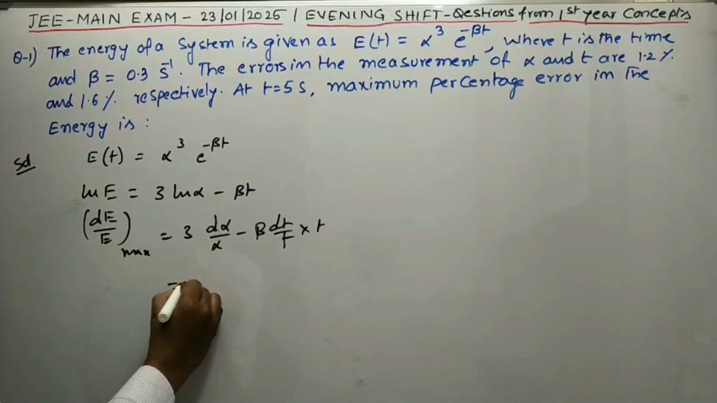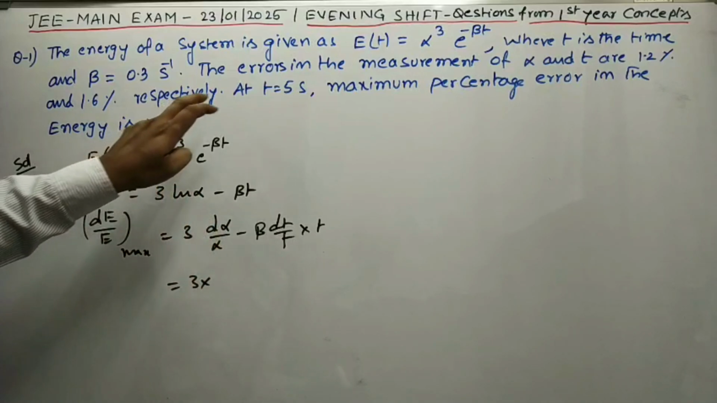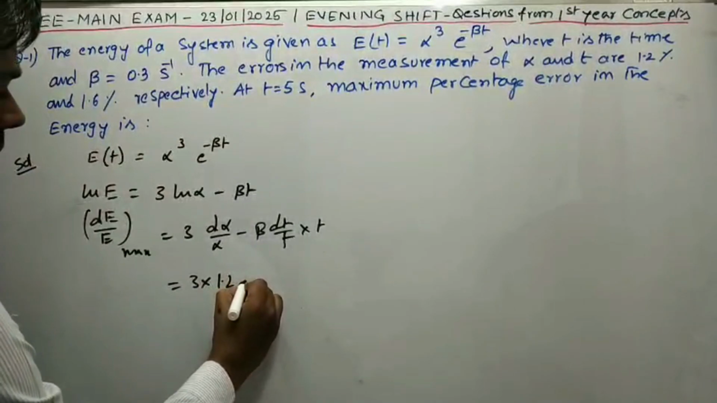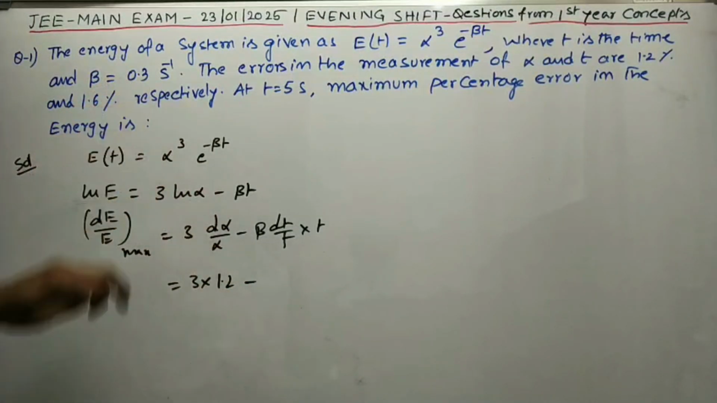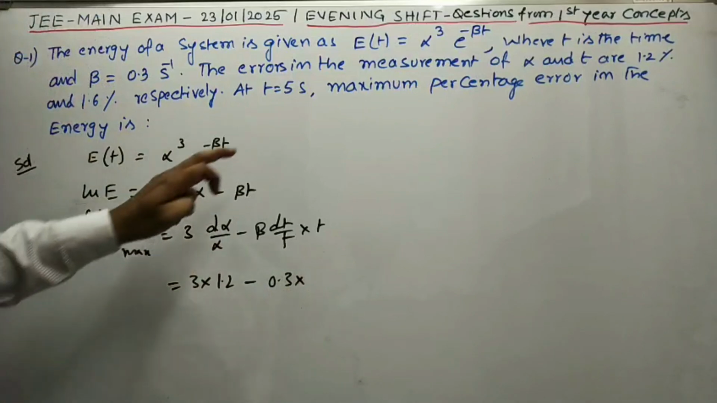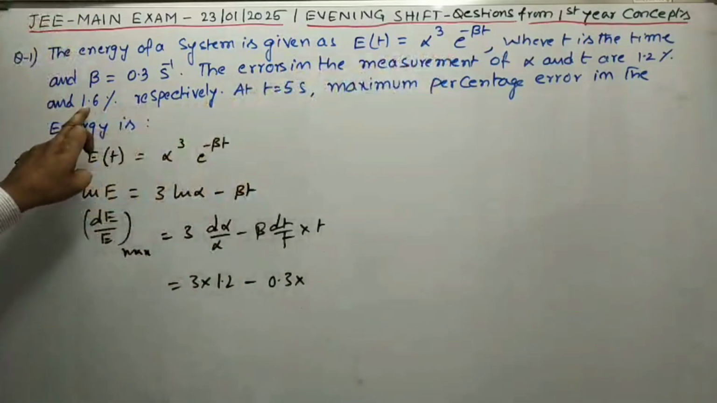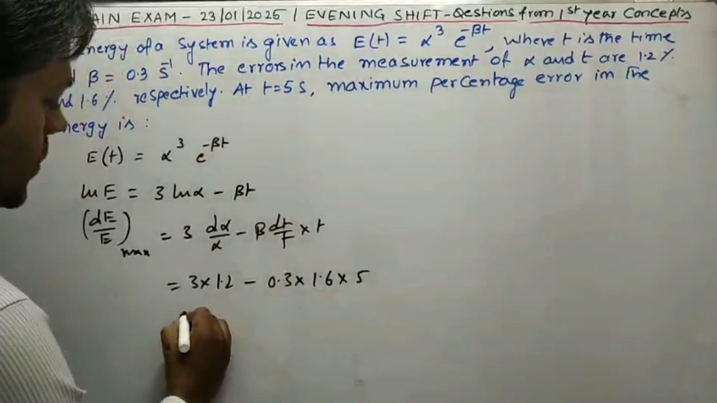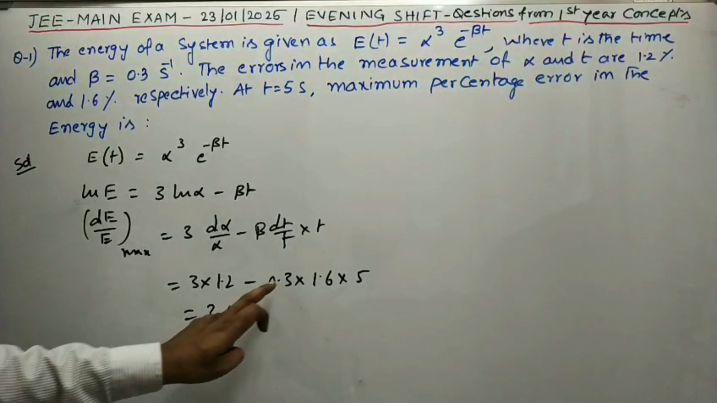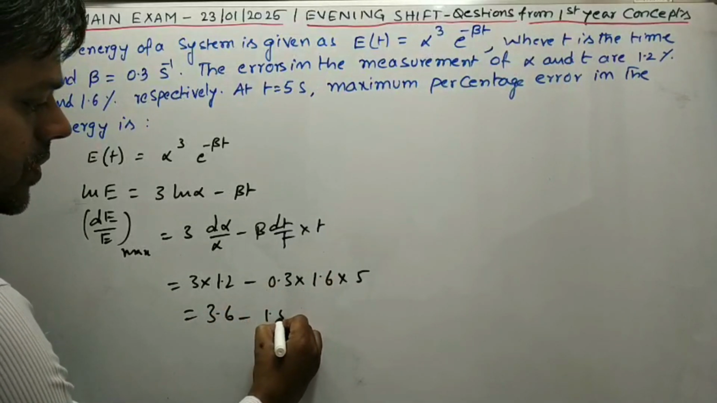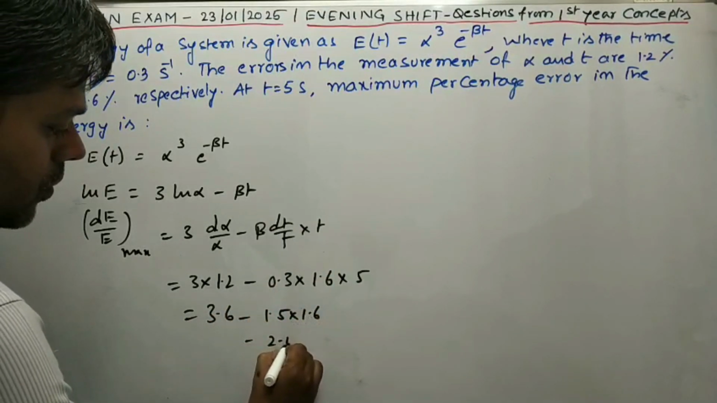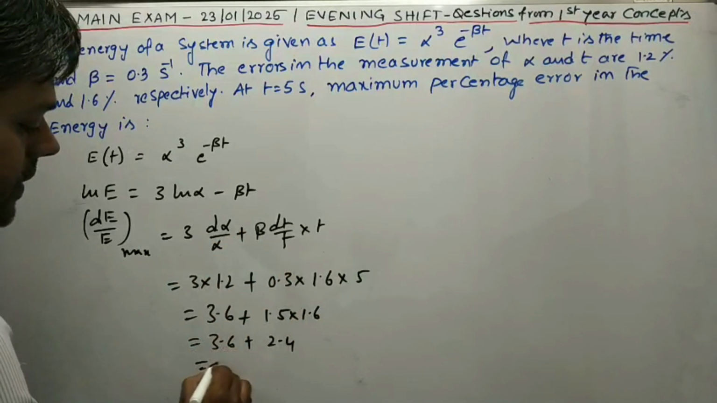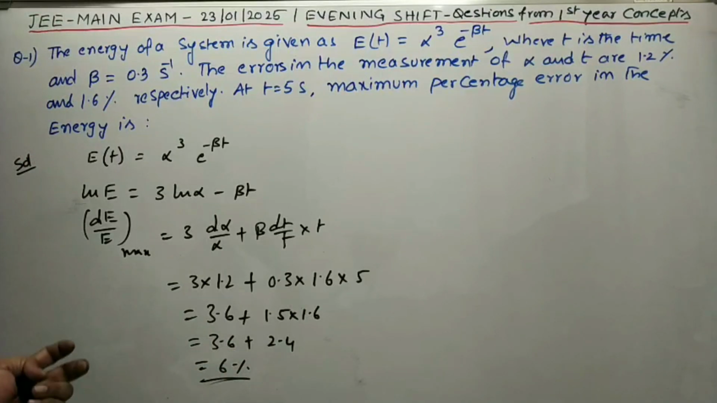So dE by E is 3 into d alpha by alpha. The error in the measurement of alpha is 1.2%, so 3 into 1.2, okay, minus beta. Beta is constant, 0.3 into the error in the measurement of time, which is 1.6, into t, calculated at t equal to 5 seconds. So 3.6 minus 1.5 into 1.6, that is 2.4, 2.4 plus, which is equal to 3.6. Then you get 6%. Okay, right, that's it.